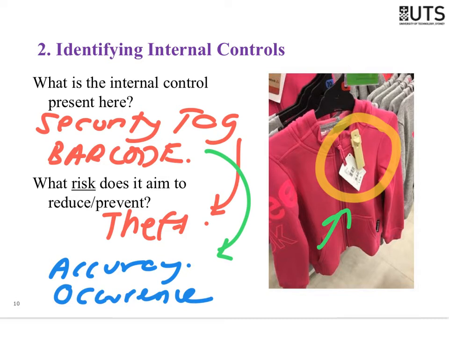Controls are there to deal with the risk. The risk of accuracy here is that it's the wrong product that's going to be recorded or the wrong price that's going to be recorded. We're trying to deal with that. Occurrence: making sure the sale actually happened because you've got a record of the product being scanned at the register.